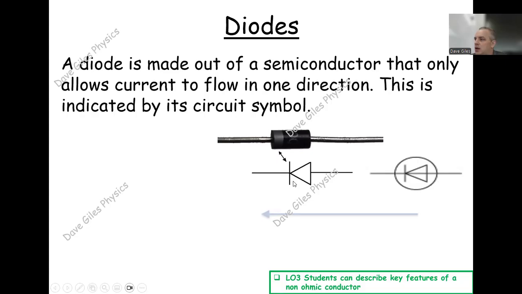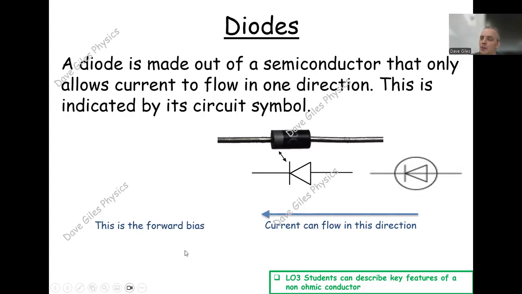This direction here means that current will flow. So if I have a positive current here, and it's the negative end, then current will flow. That's called the forward bias. Now, you don't need to know the term forward bias, but you might come across it, so I'll put it in here.